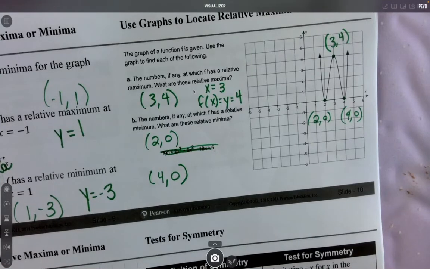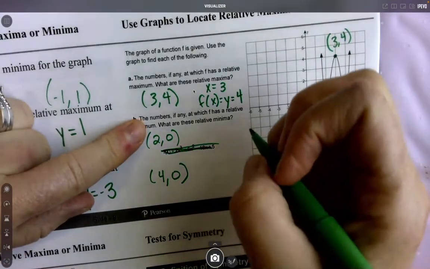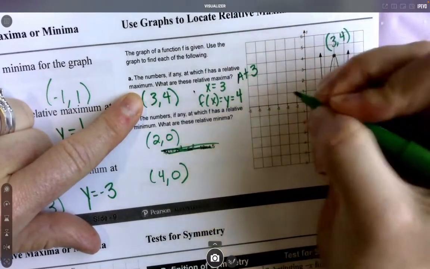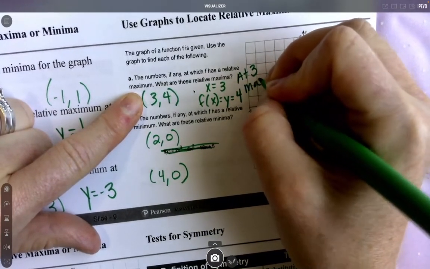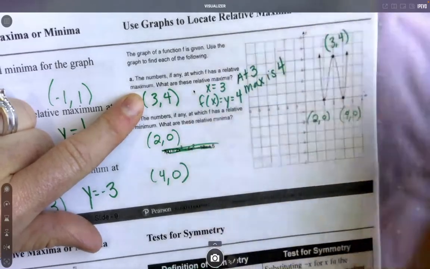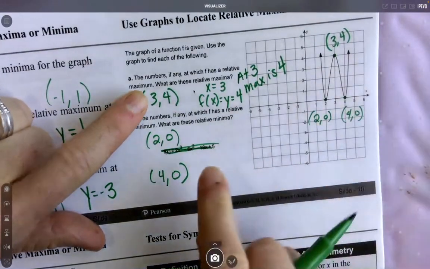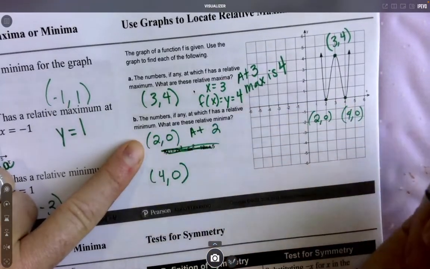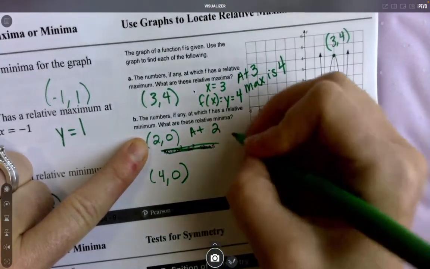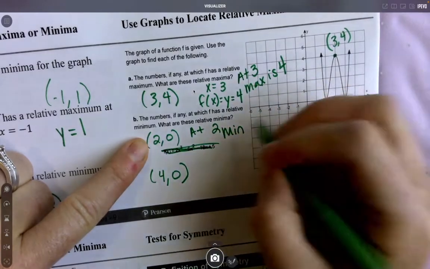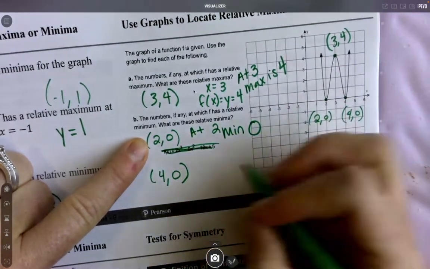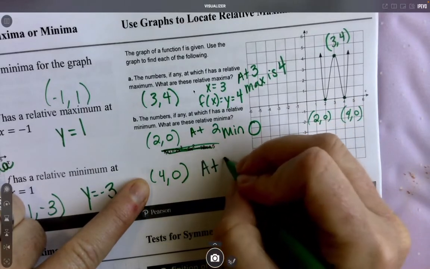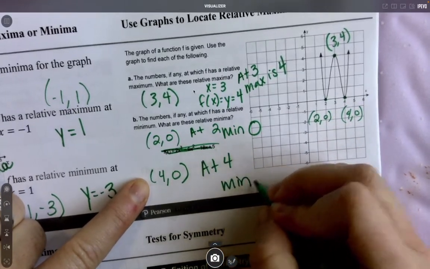So on this one, the relative maxima is at 3, which the max is 4. You have a relative minima at 2, which the relative minima is 0. You have a relative minima again at 4, which the minima is 0.